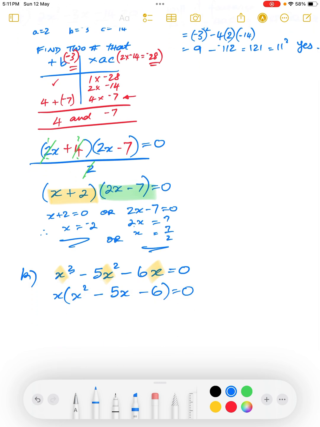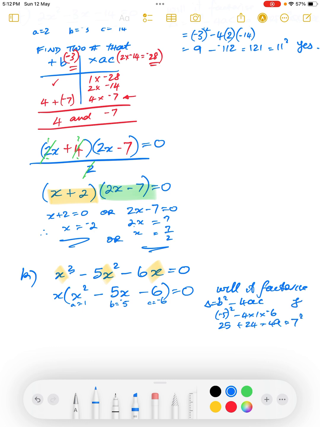And now we've got a quadratic equation, and just like I said before, we'll see if it factorizes, and perhaps you can already see. b squared minus 4ac, a is 1, b is negative 5, c is negative 6. So b squared is negative 5 squared, minus 4 times 1 times negative 6. So we've got 25 plus 24 equals 49. Yes, that's 7 squared. Yes, it will factorize.